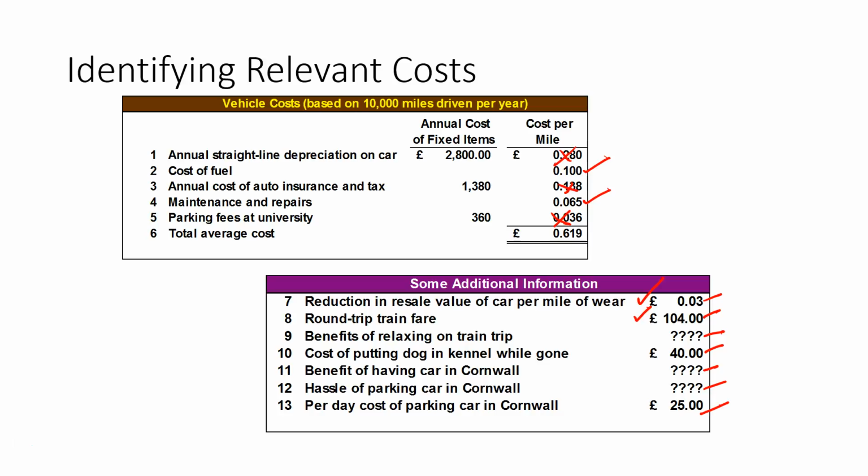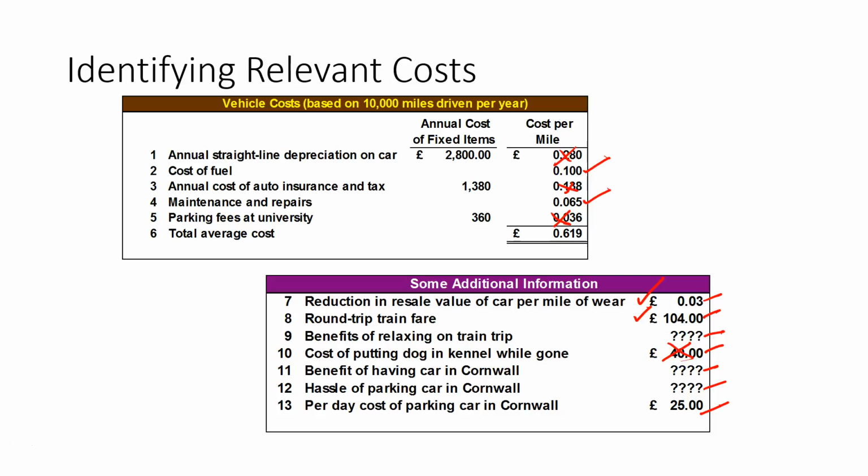The cost of putting the dog in the kennel while gone to Cornwall. That is not relevant because whether she goes on the train or whether she drives, that figure is going to be the same. So as her decision is, do I drive or do I take the train? In terms of that decision, £40 is not incremental. It's going to be incurred whichever decision she makes.